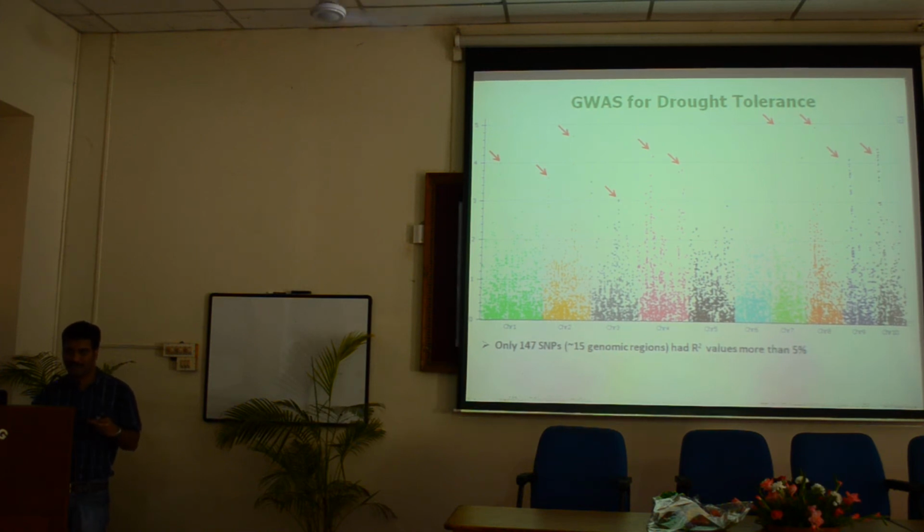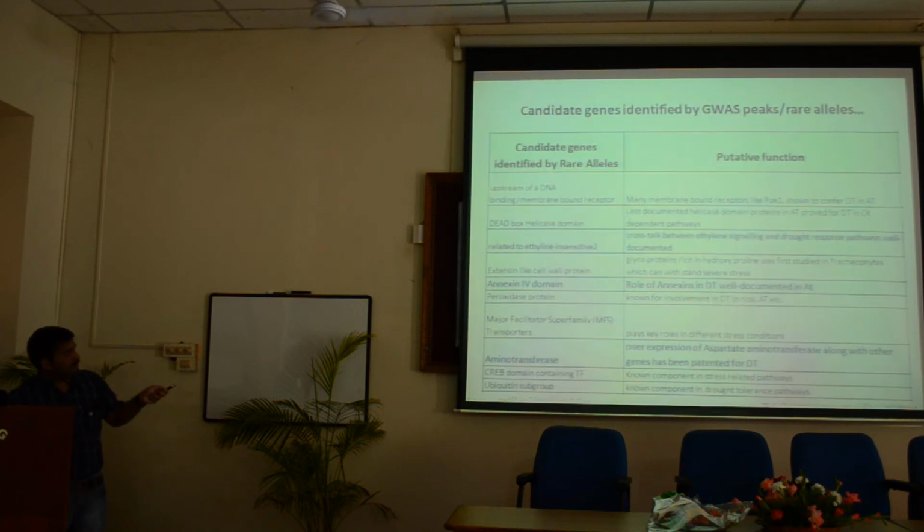It's a highly complex trait. There are many genes, but it's not so complex that all 30,000 genes in maize are involved in drought tolerance. So if you do a mapping experiment, I am sure you will get a few regions which are more important than others. So that's what this experiment did.